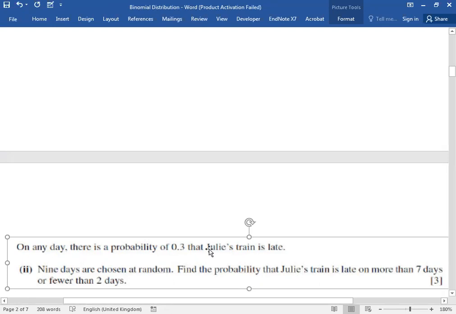Now, X is your number of days when the train is late. Is that right? Write X, put a colon, right. If you consider X, which is a discrete random variable, the number of days when the train is late, what are the number of trials? How many days are you looking at in total? 9. So can you model this through binomial? Yes. 9 is the number of trials, and what is the probability of success? 0.3. And the question is asking that X is more than 7 or X is less than 2. That is what the question is asking. Is that right?